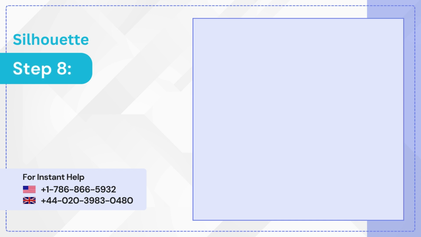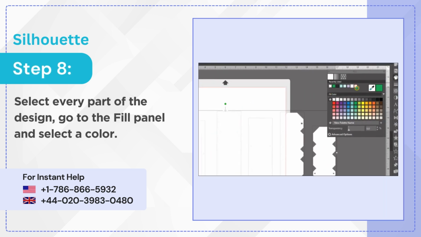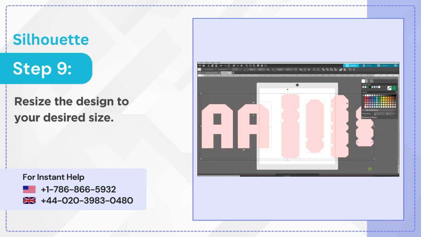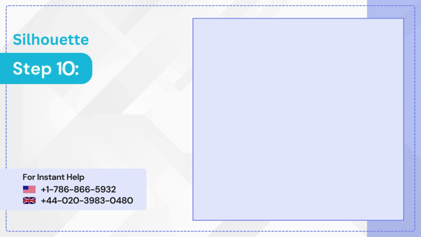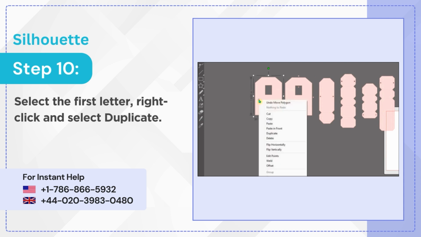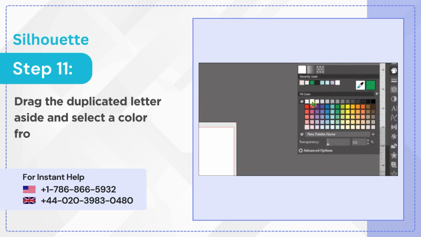Step 8. Select every part of the design, go to the Fill panel and select a color. Step 9. Resize the design to your desired size. Step 10. Select the first letter, right-click and select Duplicate. Step 11. Drag the duplicated letter aside and select a color from the Fill panel.